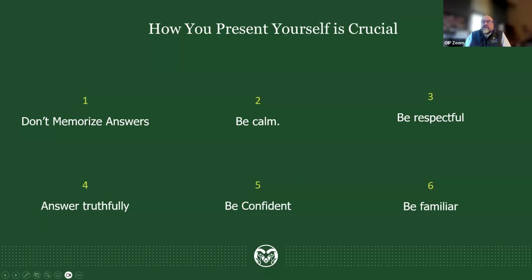Finally, number five, be confident. Not overconfident, but confident. You've been admitted to a solid nationally ranked university, Colorado State University, and you were qualified for admission. So you should be confident in the grades that you received in the past and the serious nature that you can present as a student. And so we would encourage you not to be nervous, but be confident.